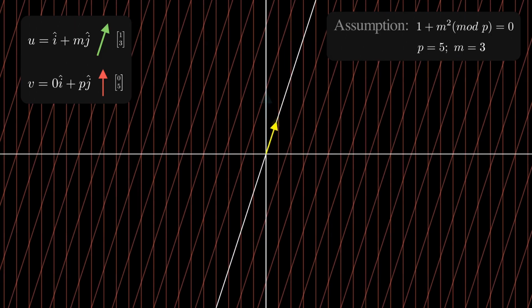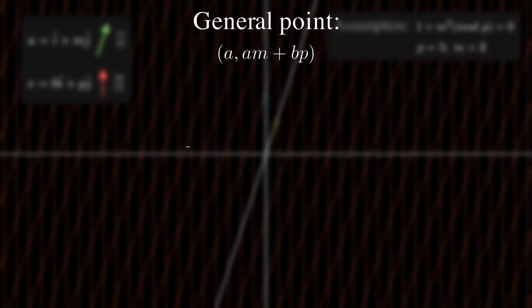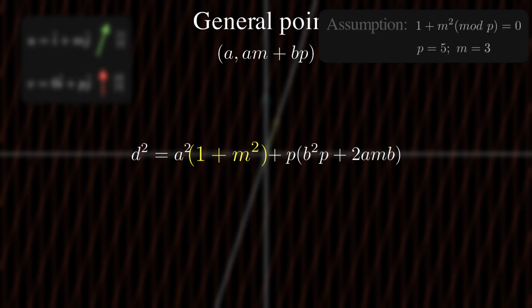And all intersection points in the grid are linear combinations of these 2 vectors. That is, this point in the grid can be written as 2 times u and 1 time v. A general point inside this grid is of the form a times (1, m) plus b times (0, p). If we calculate the distance of any intersection point from the origin, then we write it as a squared times (1 plus m squared) plus p times this polynomial. 1 plus m squared is a multiple of p, as mentioned earlier.